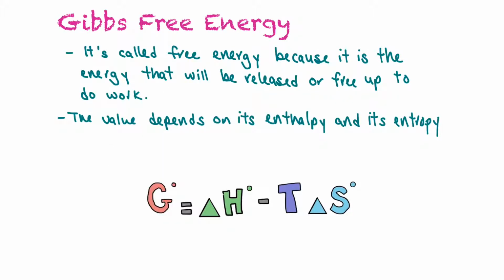So what is Gibbs free energy? Gibbs free energy is called free energy because it's the energy that will be released or freed up to do work. And the value of Gibbs free energy for a reaction is based upon both its enthalpy and its entropy. Both of these factors can either have a negative or a positive effect on whether or not a reaction will occur spontaneously. And this is how we calculate it. Delta G is equal to delta H minus T delta S.